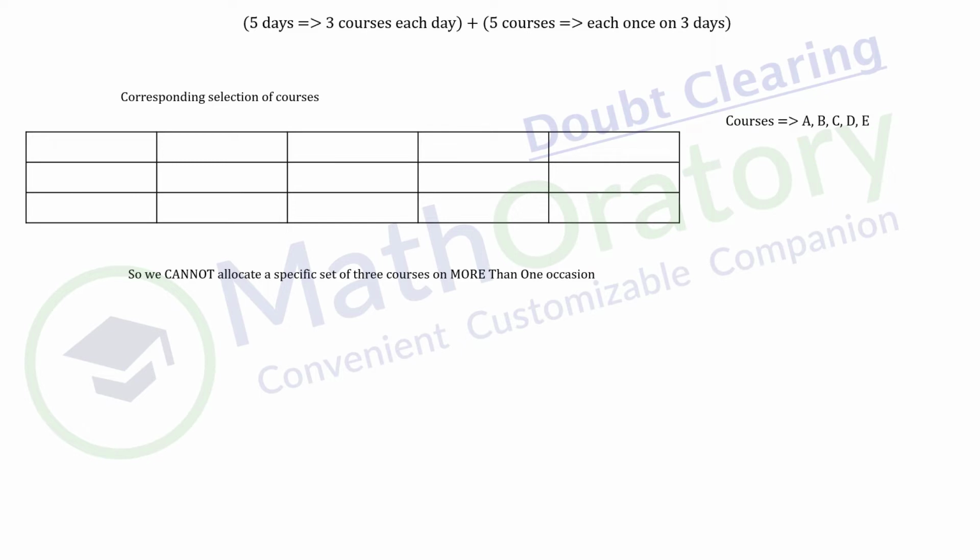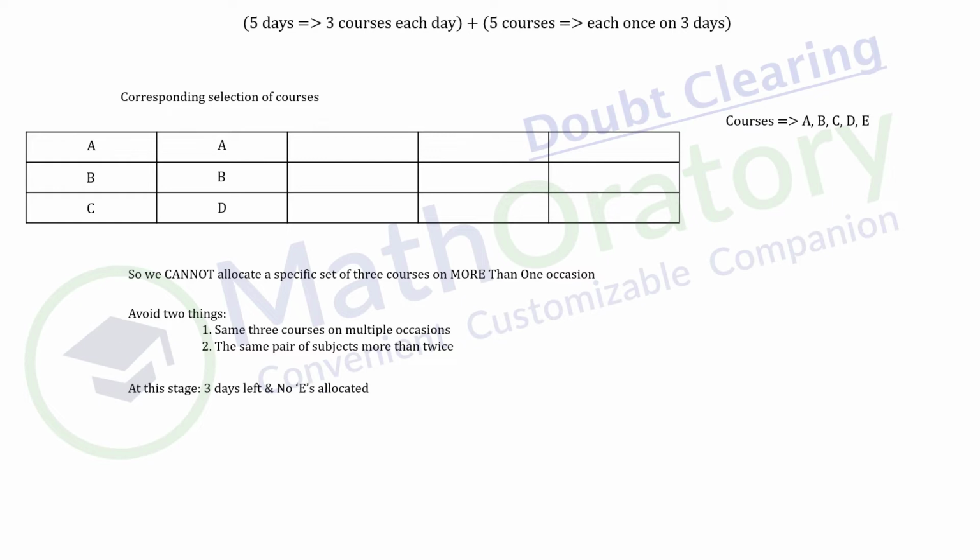Now that we understood all of this, let's start by allocating two specific courses on two arbitrary days. I've picked A and B arbitrarily and allocated them on two different days. Now we have to avoid two things. One, we cannot have the same three courses on multiple occasions. And two, the same pair of subjects cannot occur more than twice, because that will again lead to type one. So how do we assign these two boxes? This is pretty simple. If we target to avoid just point number one, obviously we cannot have the same course on both of these boxes. So let me just assign C and D. Now, once I've made this assignment, I hope you can see that up till now, I have not used the course E at all.